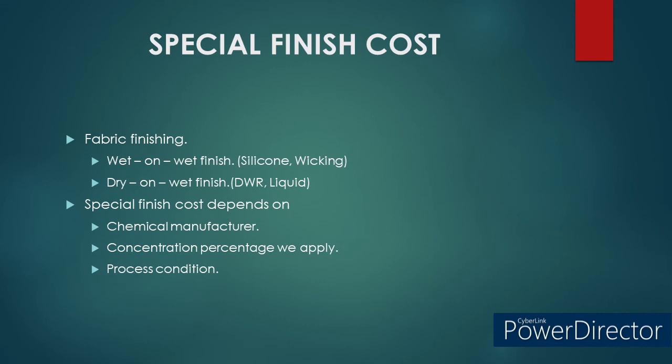Or any special finish like DWR, durable water repellency finish, or liquid softener finish needs to be applied onto the fabric in a dry on wet technique, means the special finish chemical will be applied onto the fabric when the fabric is in dry condition. So the fabric needs to be passed in the stenter twice. The initial pass is for drying and the second pass in the stenter is for the special finish application.